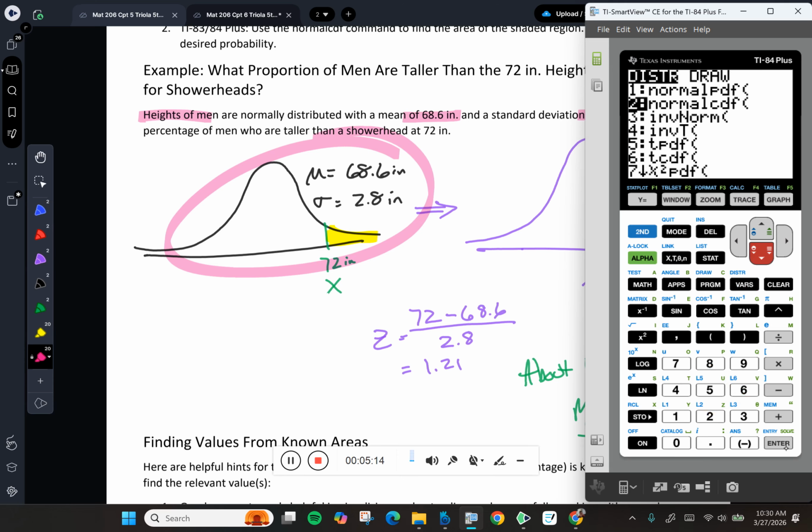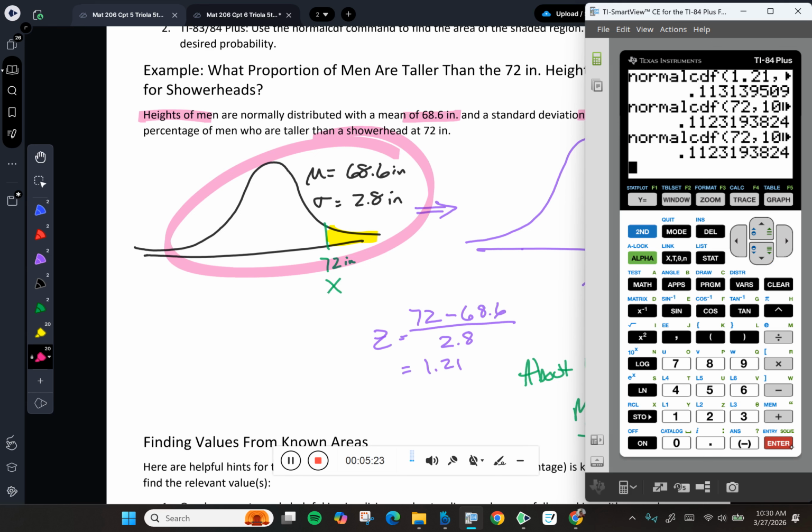Distribution, normal CDF, lower limit 68.6, upper 2, paste it back in. I get 11.2.